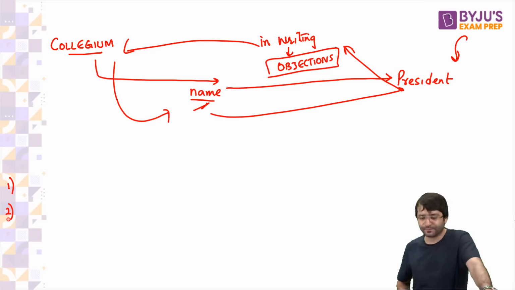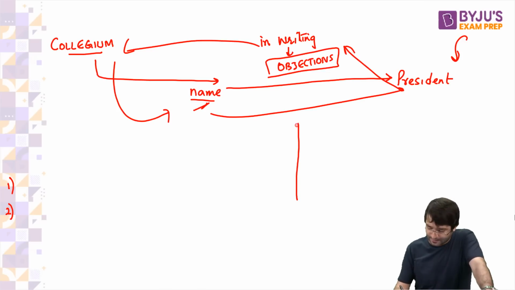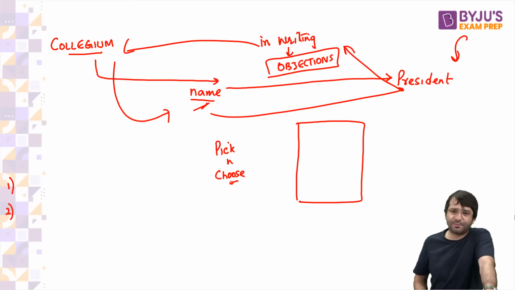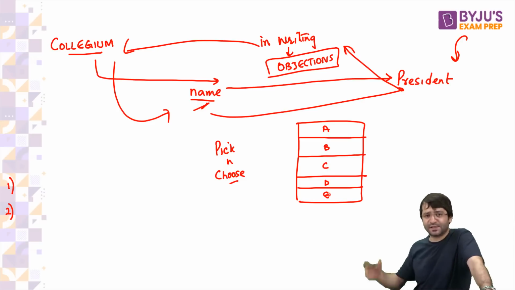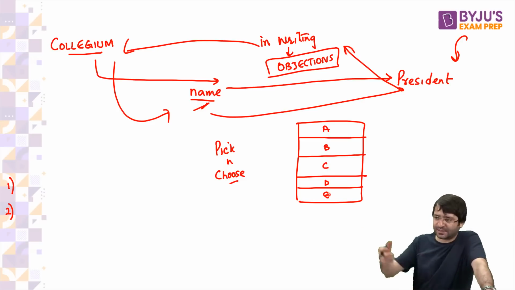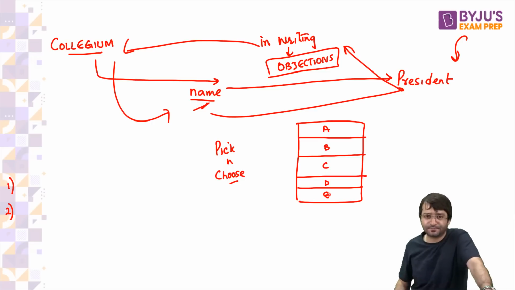Second instance. This is what we call pick and choose. What is pick and choose? Candidates A, B, C, D, E. 5 vacancies in Supreme Court or High Courts. This list of 5 people is sent to the President for appointment.